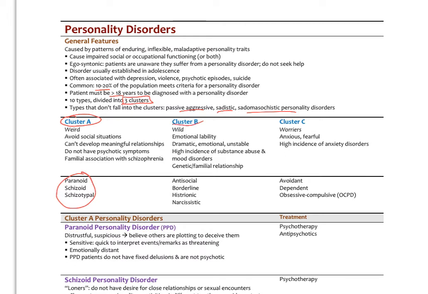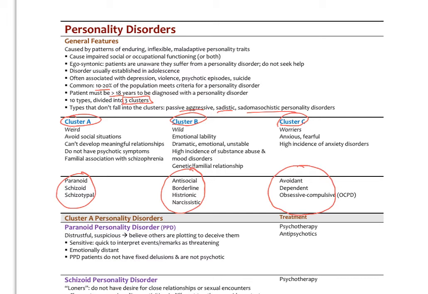Cluster B would be the wild type, and that's emotional lability, dramatic, emotionally unstable, very high incidence of substance abuse and mood disorders, and here too a genetic familial relationship. This is the antisocial, borderline, histrionic, and narcissistic personality disorder. And cluster C are the worriers, and that's the anxious, fearful type, high incidence of anxiety disorders, and this would be the avoidant, dependent, obsessive compulsive.